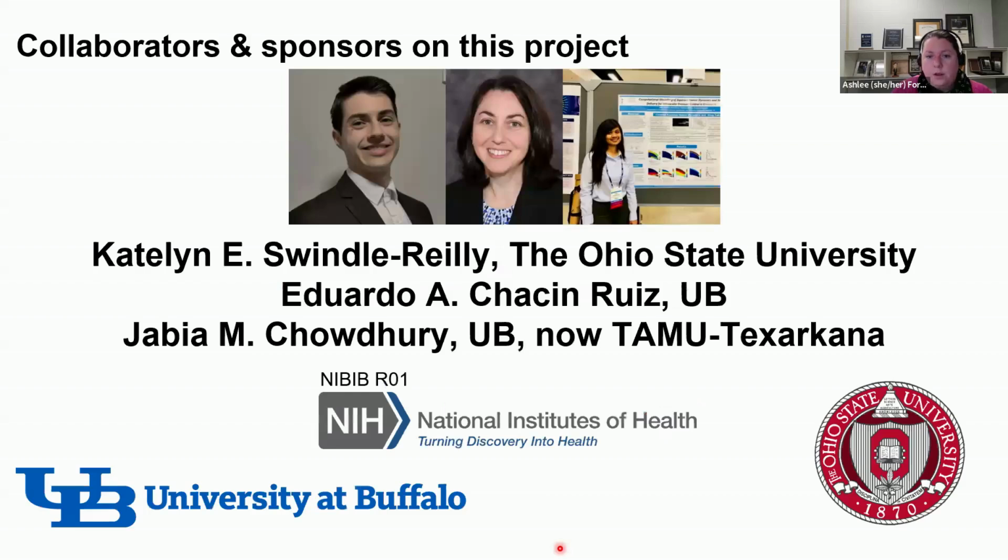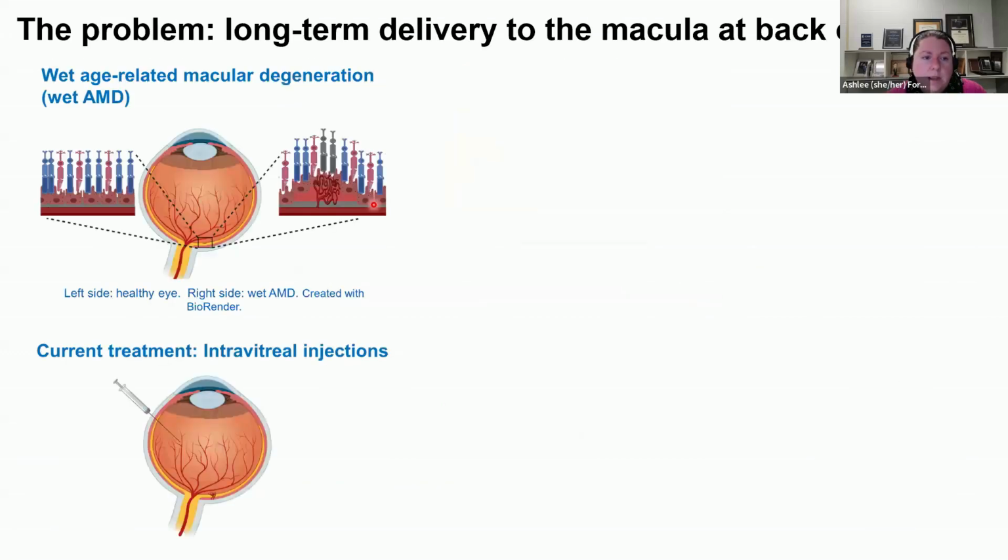For the eye work, this is work in collaboration with Caitlin Swindle-Riley's lab at The Ohio State University. And on my team, Jabia Chowdhury and Eduardo Chasen Ruiz are the main trainees who've been working on this project over the last few years. And in this work, we're focused on the application of wet age-related macular degeneration. So in the back of the eye, there can be new blood vessel formation in this condition that causes degenerative vision loss.